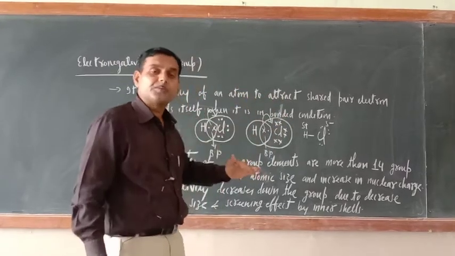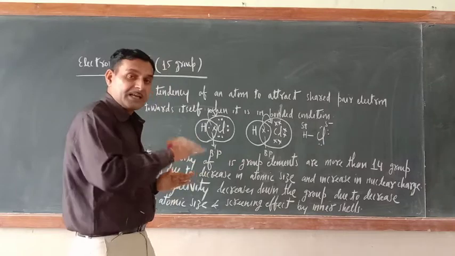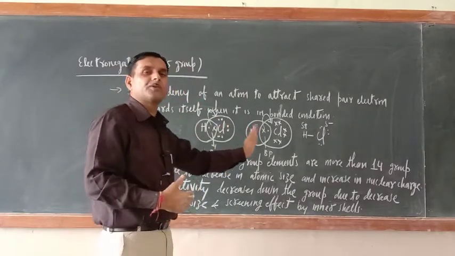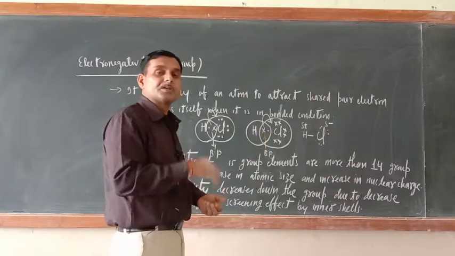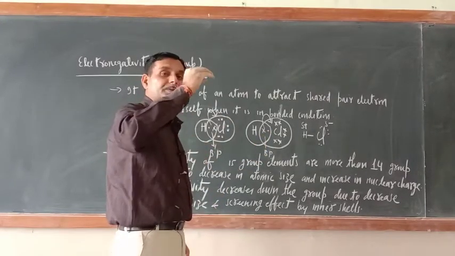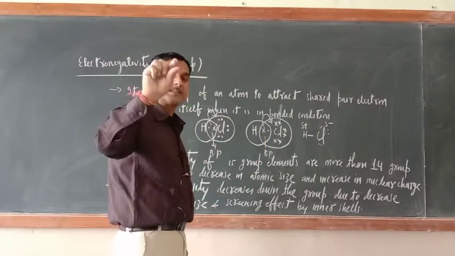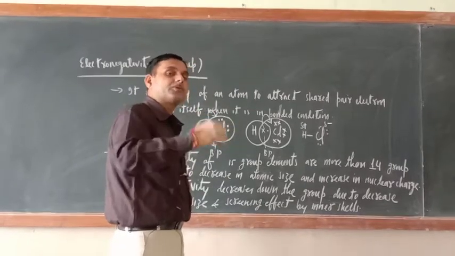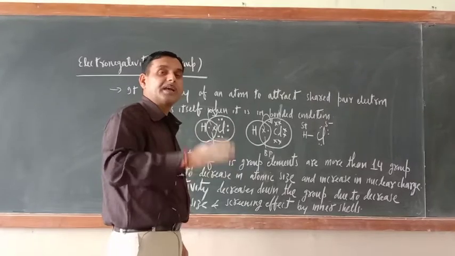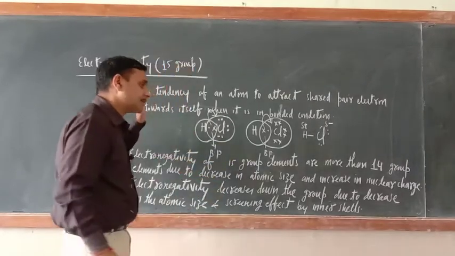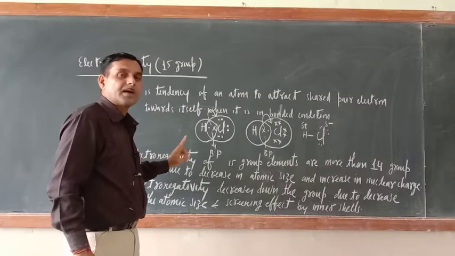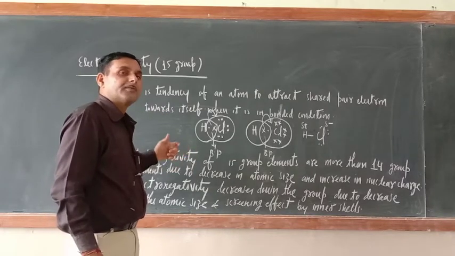So 15th group elements are placed to the right of the 14th group. Means after the 14th group only the 15th group will come. So what will be there? For 15th group elements, atomic size is small and nuclear charge is more as compared to the 14th group. That is why their electronegativity is more. So 15th group elements are more electronegative than the 14th group.